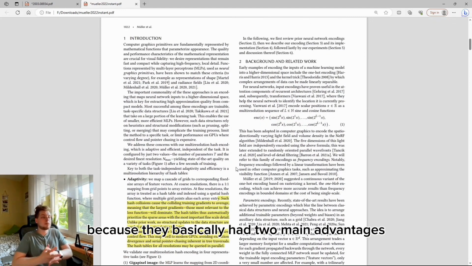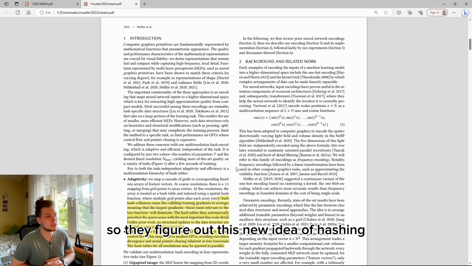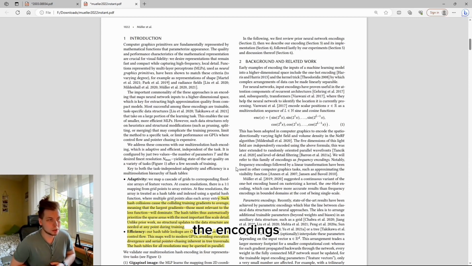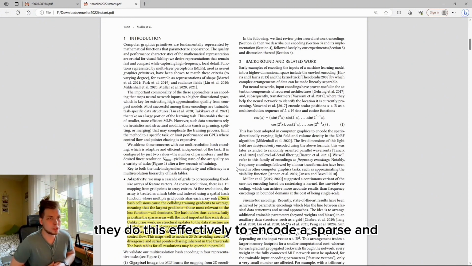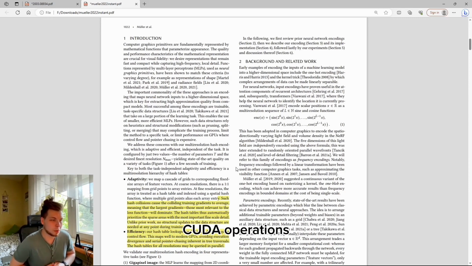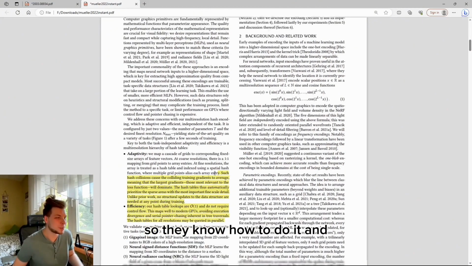They improved that because they basically had two main advantages. They figured out this new idea of hashing the encodings and how they can do this effectively to encode sparse and coarse details and fine details. And also they obviously coded it on CUDA operations, so it's very fast because they are from NVIDIA, so they knew how to do it.